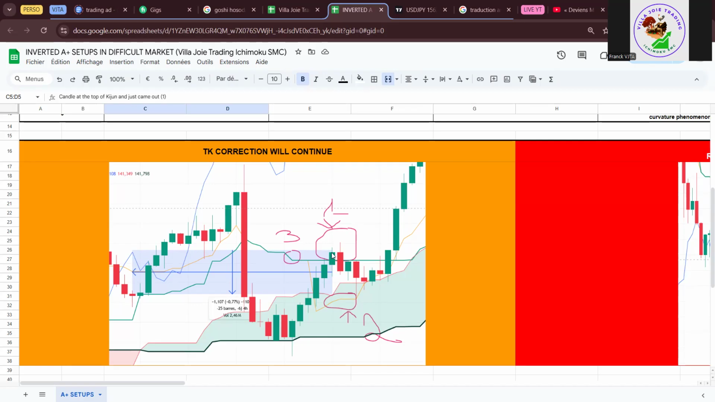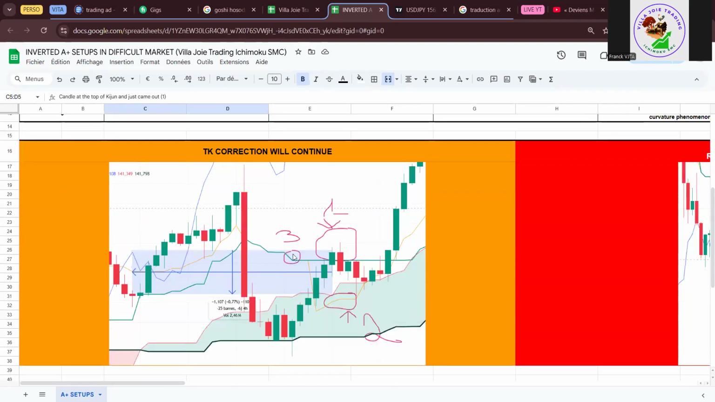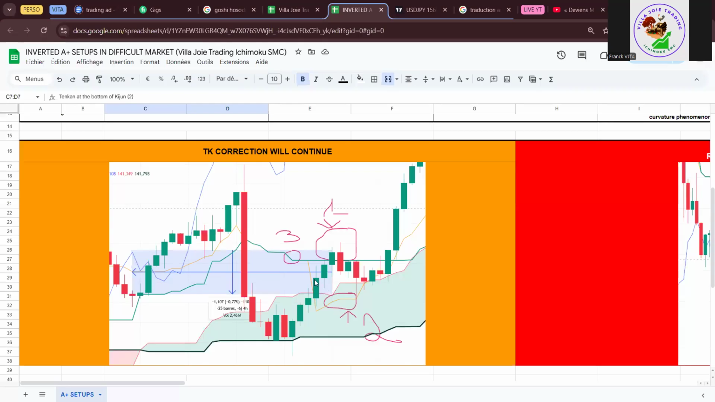The green candle must be above the Kijun, first of all. Secondly, Tenkan and Kijun must be above SSB and SSA, like above the cloud. So even if Tenkan is inside the cloud like this, Tenkan and Kijun being above SSB is enough, right? And then the second one is that Tenkan is below Kijun.